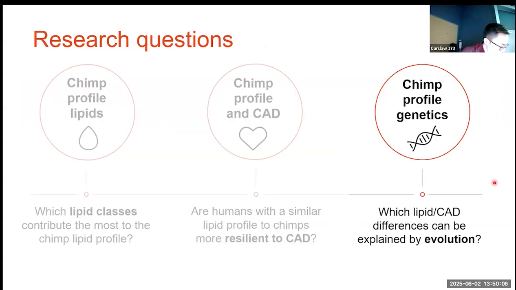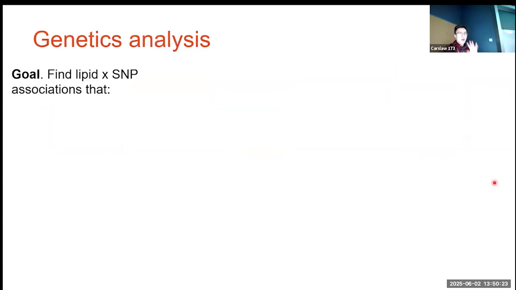And then a final thing is looking at the genetics. So seeing if the differences between coronary artery disease and these differences that we observe in lipids, could they be related to evolution? And so I will just sort of quickly skim over the analysis. But the idea is that we are trying to find lipid SNP associations. So you can think of these as like genetic lipid associations. And that sort of satisfies certain categories. And to give you some context, we have about 768 lipids and about 14 million SNPs.